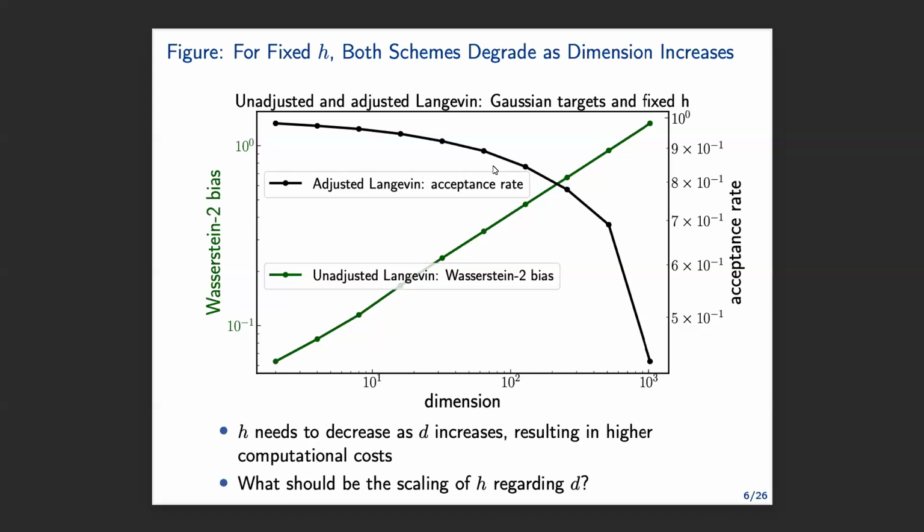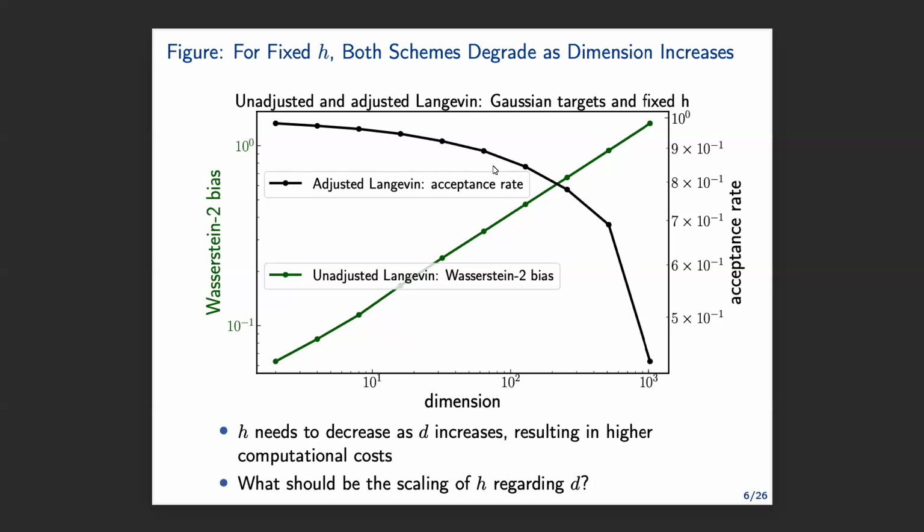We see the green line just grows, and for this figure the bias has square root d dependence on dimension. On the right y-axis, we have the acceptance rate of the adjusted Langevin. We know that adjusted Langevin is unbiased. It will eventually converge to the truth, but sometimes you may reject a lot of samples. If the acceptance rate is very low, that means it's less efficient. Here you can see that when dimension grows beyond, say, 10 to the 3, the acceptance drops, and if you increase the dimension further, it becomes very, very small.